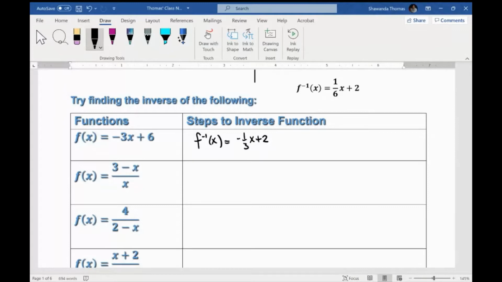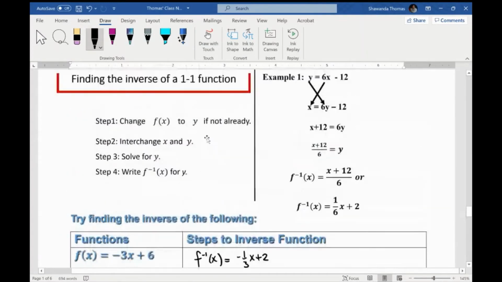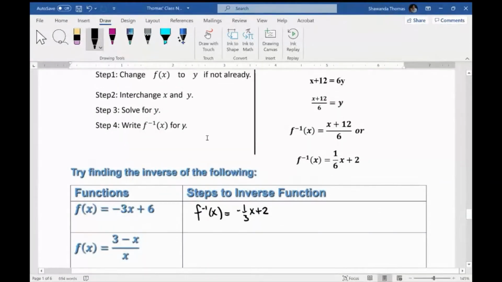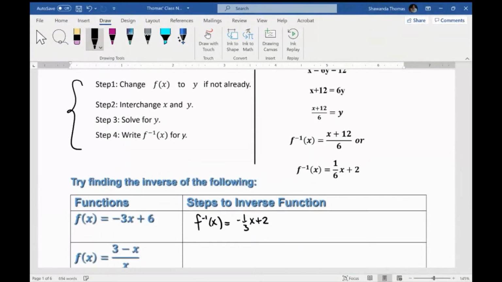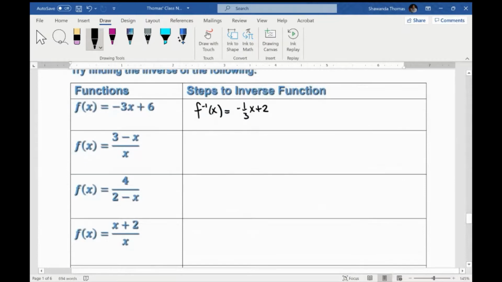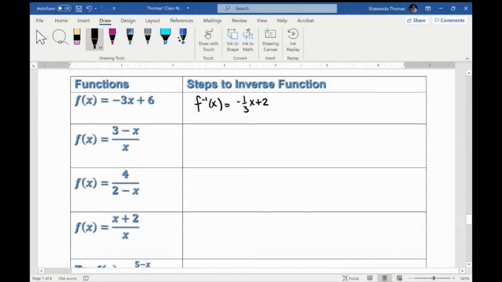All right, let's look at f of x equals 3 minus x over x. To find the inverse, we're going to follow these 4 steps. Step 1, change f of x to y, if not already. Step 2, interchange x and y. Step 3, solve for y, and then we're going to write the proper notation for the inverse function. All right, so starting with this one, what would you write first?